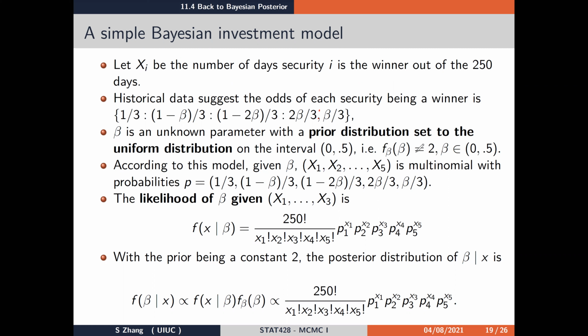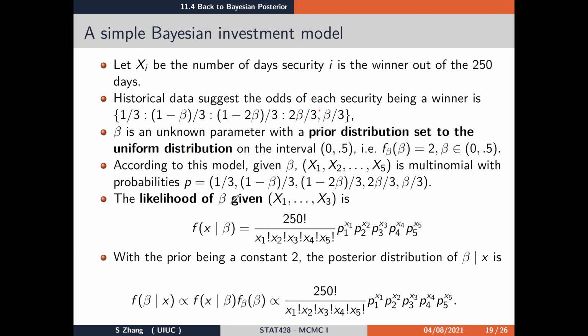In other words, the prior density f_beta of beta, because our parameter is not theta, it's called beta, will be equal to 2 whenever beta is between 0 and 0.5, and equal to 0 elsewhere. According to this model, given beta, x1, x2, all the way up to x5, will be multinomially distributed with probabilities 1/3, (1 minus beta)/3, (1 minus 2 beta)/3, 2 beta/3, and beta/3, respectively. You can verify that these sum up to 1.